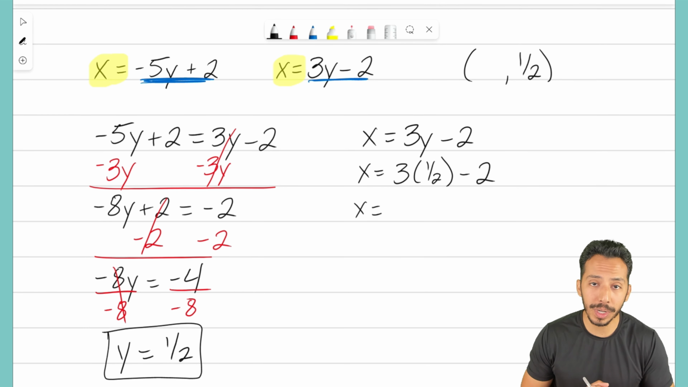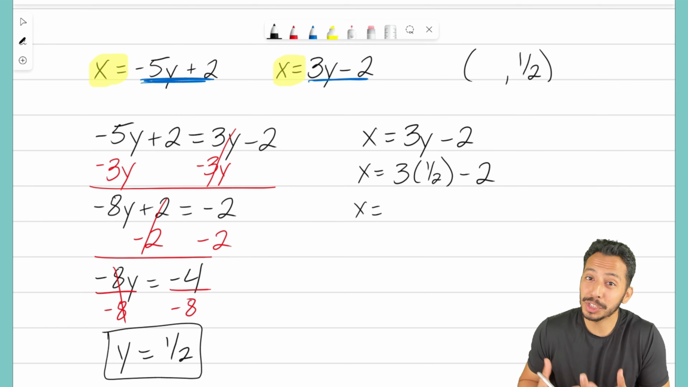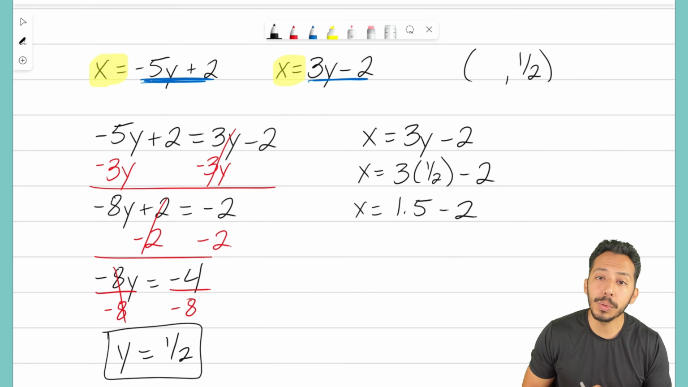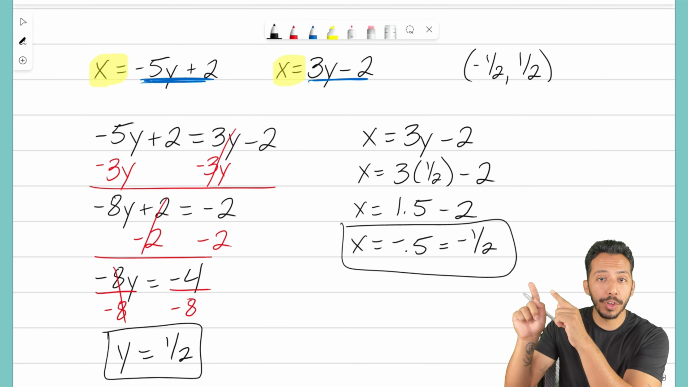Well, let's see. 3 times 1/2, that'll be 3/2. We could leave that as a fraction. Might make more sense now to put it as a decimal. But 3 times 1/2 would be the same thing as 1.5 minus 2. Get a calculator out if you struggle with that. But 1.5 minus 2 will actually end up with an answer of negative 0.5, which is also the same thing as negative 1/2. That is the x term for our point of intersection for those two lines.